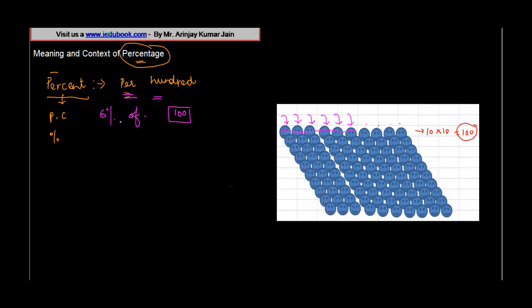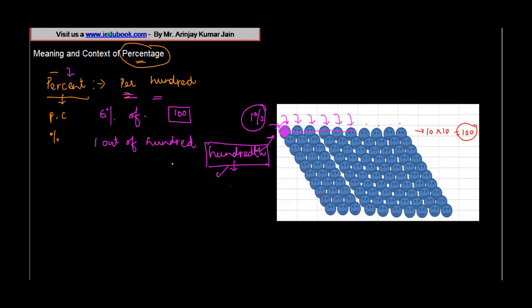Right? So percent means 1 out of 100. So each smiley here represents 1%. Okay? Each of these parts, let's say for example this particular smiley, is referred to as the 100th part, or simply 100th. Right?